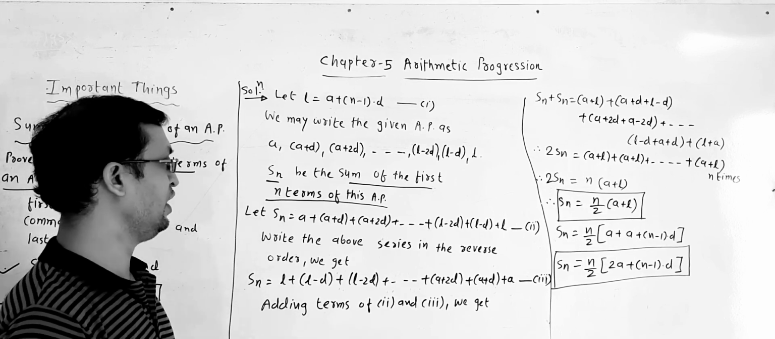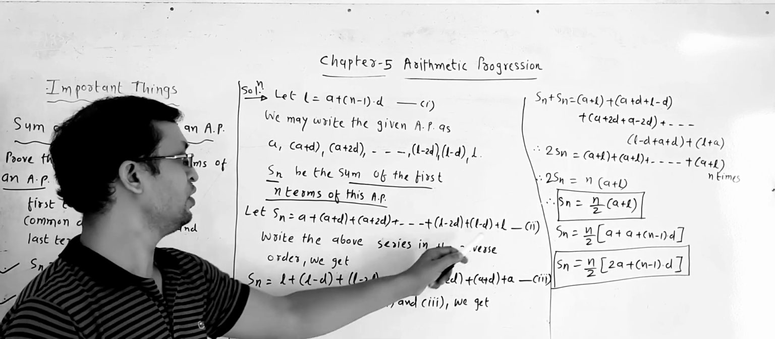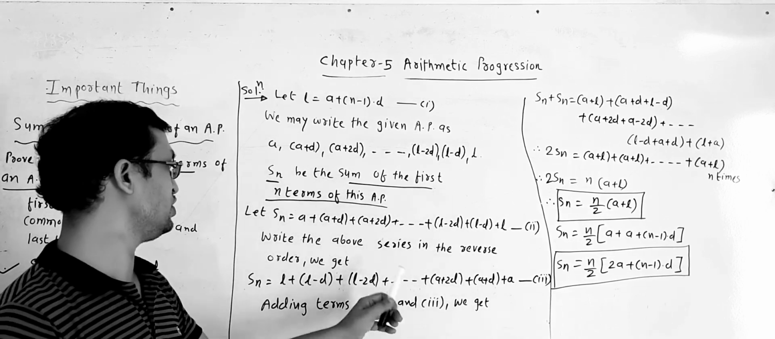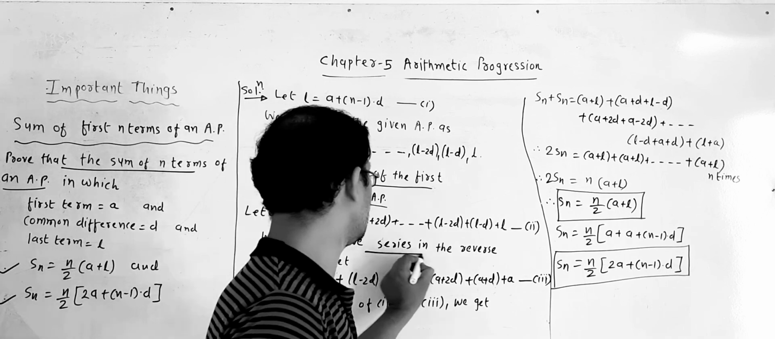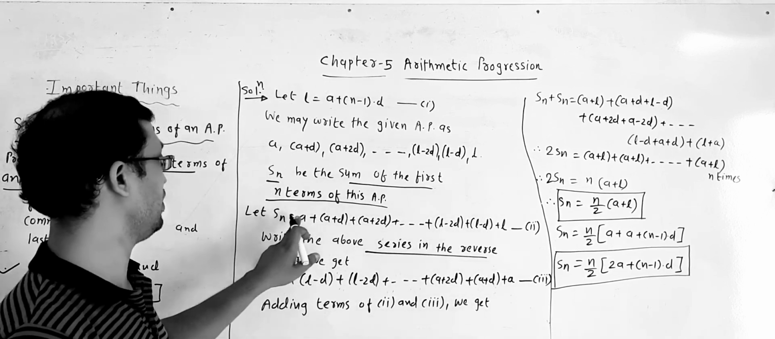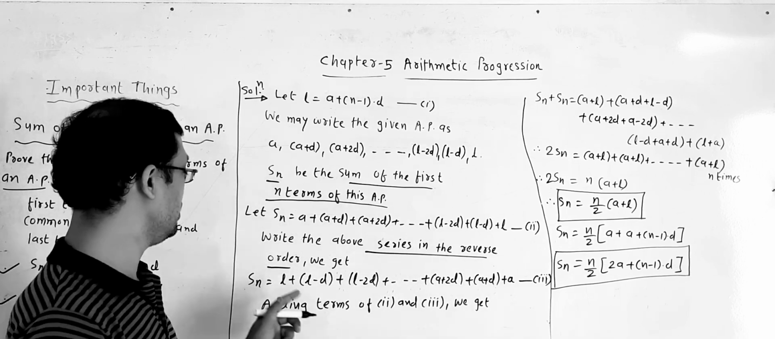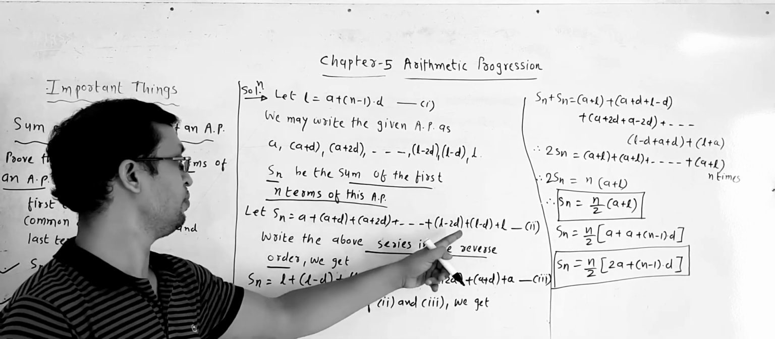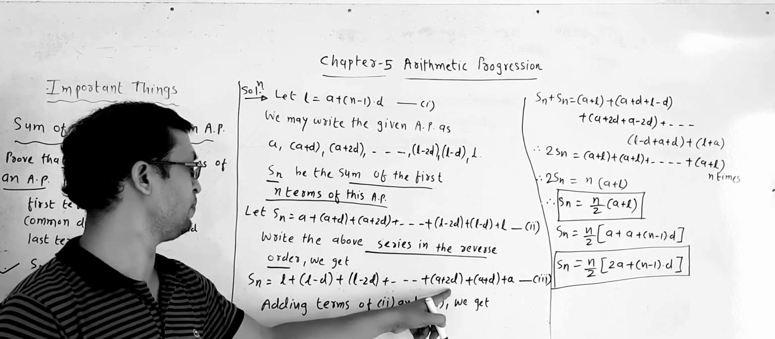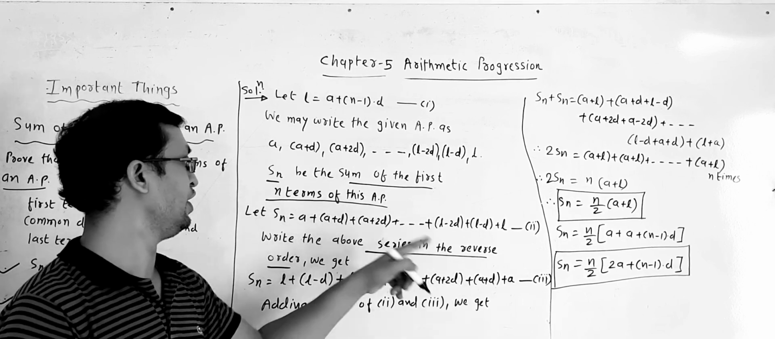Sn is equal to Sn as it is. Reversing the series means the last term converts to the first term and the first term converts to the last term. Therefore Sn is equal to l plus (l minus d) plus (l minus 2d) up to plus (a plus 2d) plus (a plus d) plus a.